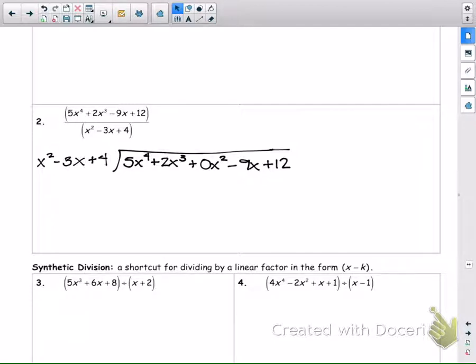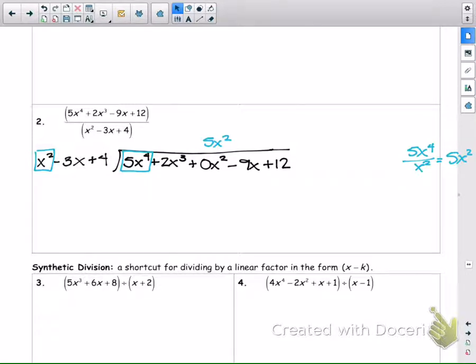Where do I start? First term inside, divide by first term outside. So again, if you have to come out to the side here, 5x to the 4th divided by x squared is going to give me what? 5x squared. Good. Where am I going to line that up? Above the 0. That's why we have that 0 there, because we need a spot to line that up. Once I have that 5x squared out there, what do I do with it? Multiply it by all 3 terms on the outside now.